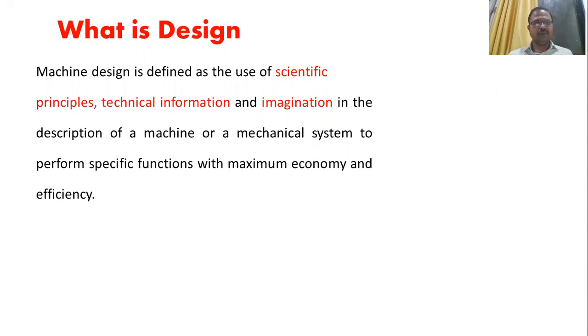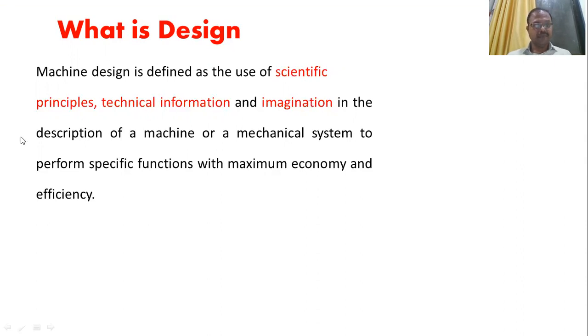Now, what is design? There are a number of definitions given by a number of authors related to design, but the most appropriate definition of the design is that it is defined as the use of scientific principles, technical information, and imagination in the description of a machine or a mechanical system to perform specific functions with maximum economy and efficiency. Now, in this definition, there are three things. One is scientific principles, second one is technical information, and third one is the imagination.